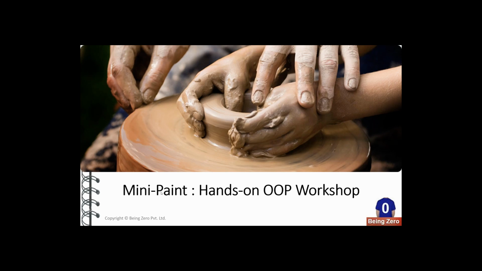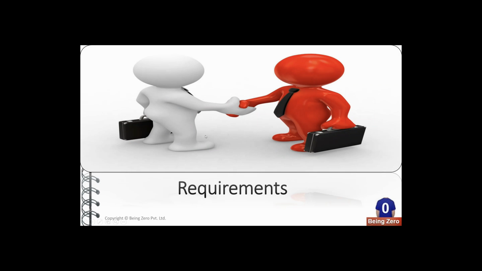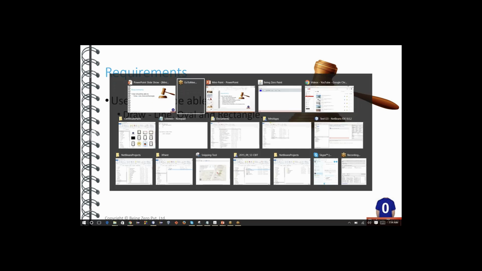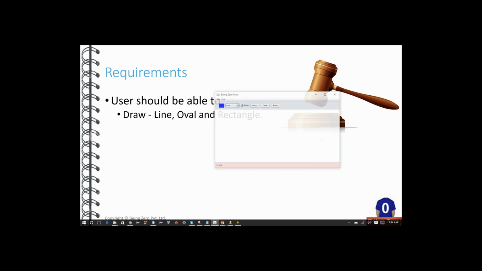So in this workshop, we are going to build a mini paint application by applying object-oriented programming concepts. Now, if we take a look at the requirements for building the mini paint, the first requirement is a user should be able to draw line, oval, and rectangle. So what does this requirement mean is, I'll show you the mini paint.